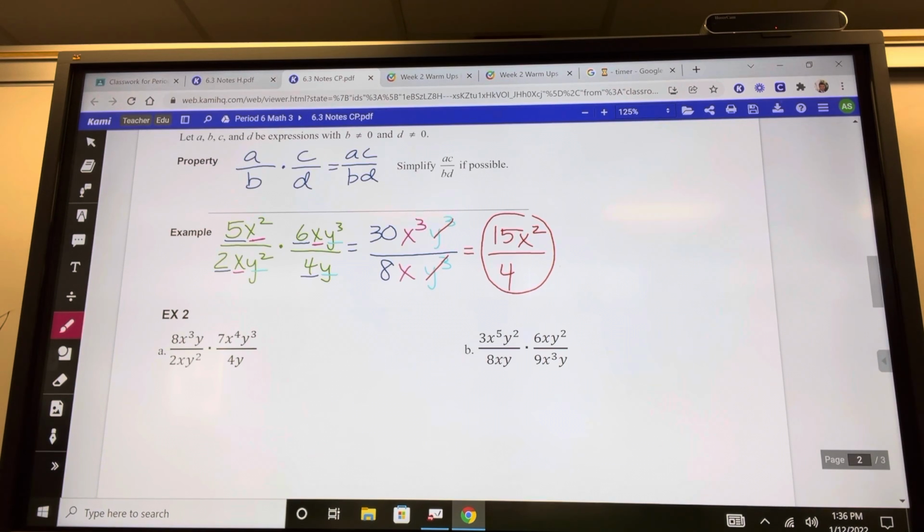We have to show our work. Yeah, I know, it's not good. And also it's just more fun.